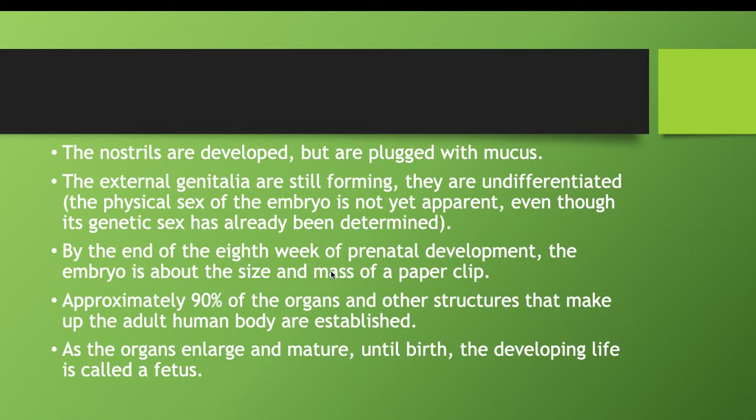By the end of the 8th week of prenatal development, the embryo is about the size of a paperclip. So 8 weeks in, you've already got a nervous system and you're only the size of a paperclip. Approximately 90% of the organs and other structures that make up the adult human are established. So just by 8 weeks in, you have already fully developed to the size of a paperclip. And as the organs enlarge and mature until birth, the developing life is called a fetus.